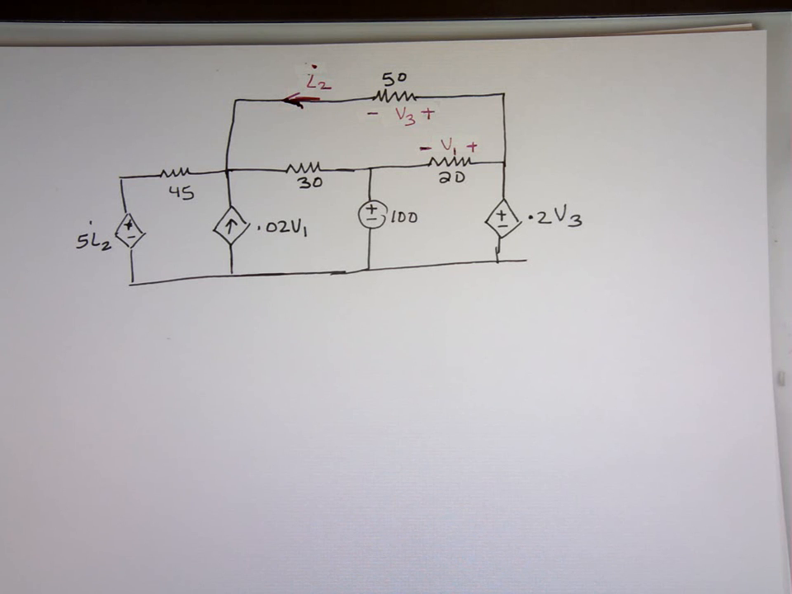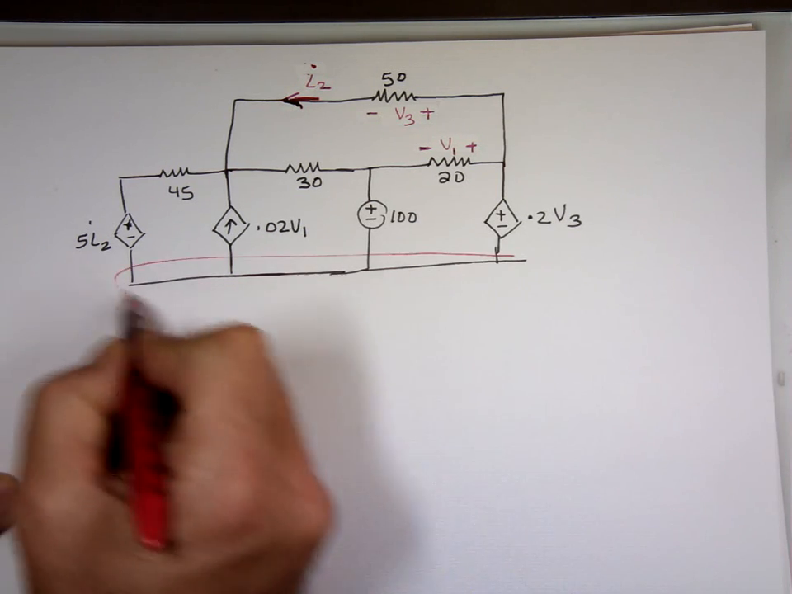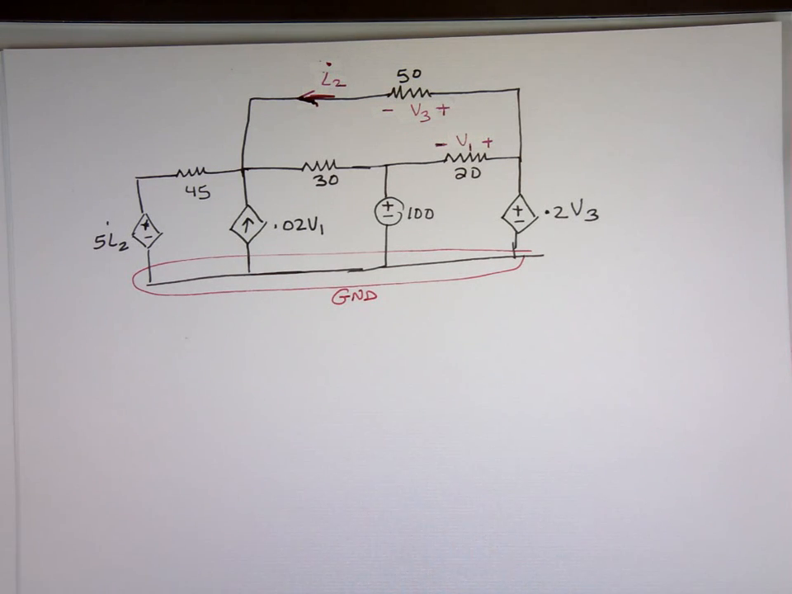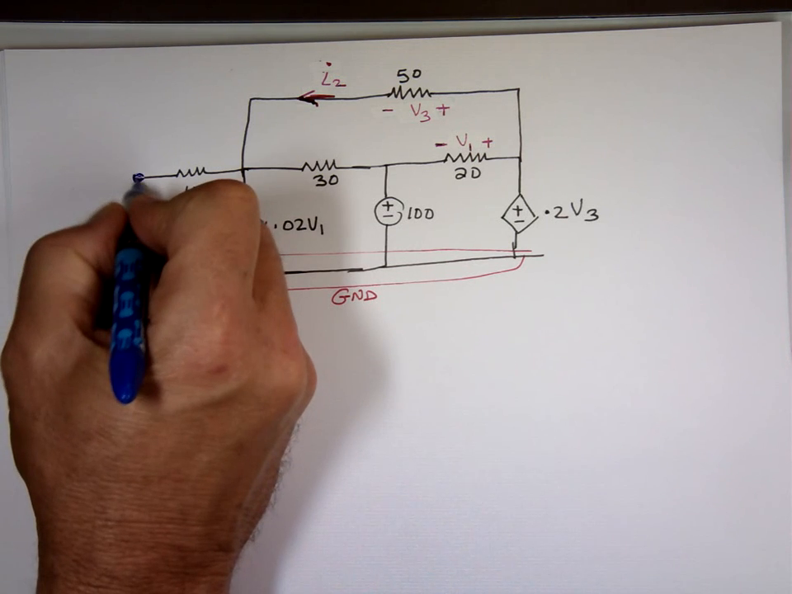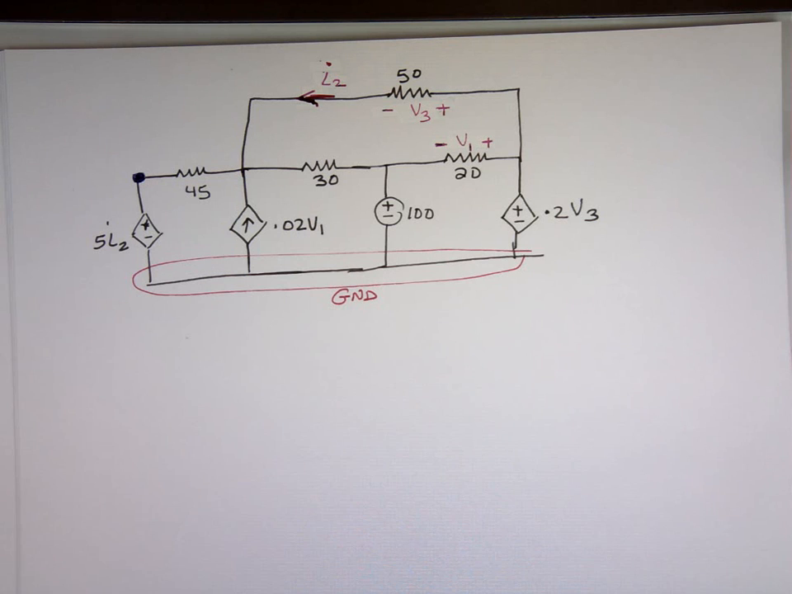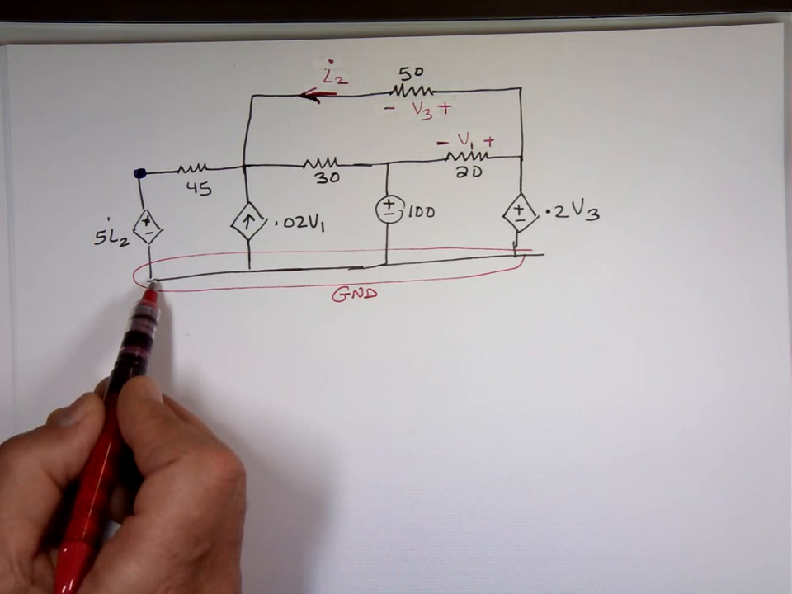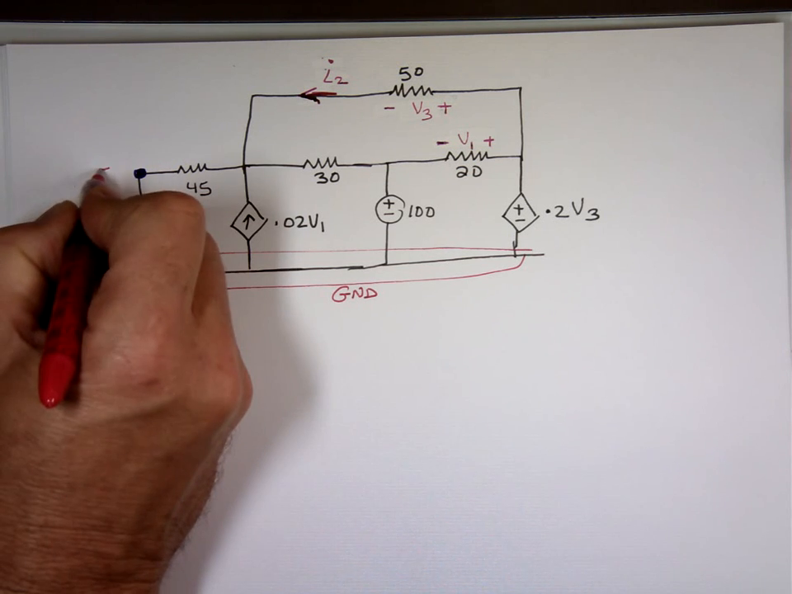The biggest node I see here is the bottom one, right? So this is my ground, which means 0 voltage. Well, let's see. What is this voltage here? Yep. This one says that's a voltage source. This end is this much higher than this end. So if this is ground, this is 5 times I sub 2.